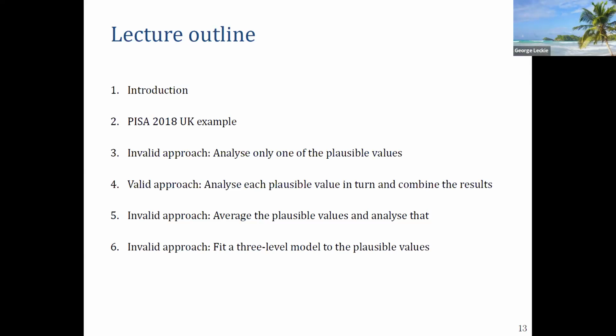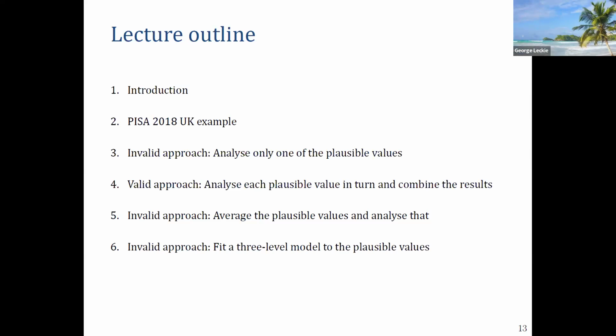We're going to use the PISA 2018 data United Kingdom sample, which has data from England, Scotland, Wales, and Northern Ireland. We're then going to look at different approaches to using these plausible values. We're going to analyze students' maths achievement, or their maths skills scores. Rather than getting one test score, we have 10. So what on earth do you do with that?